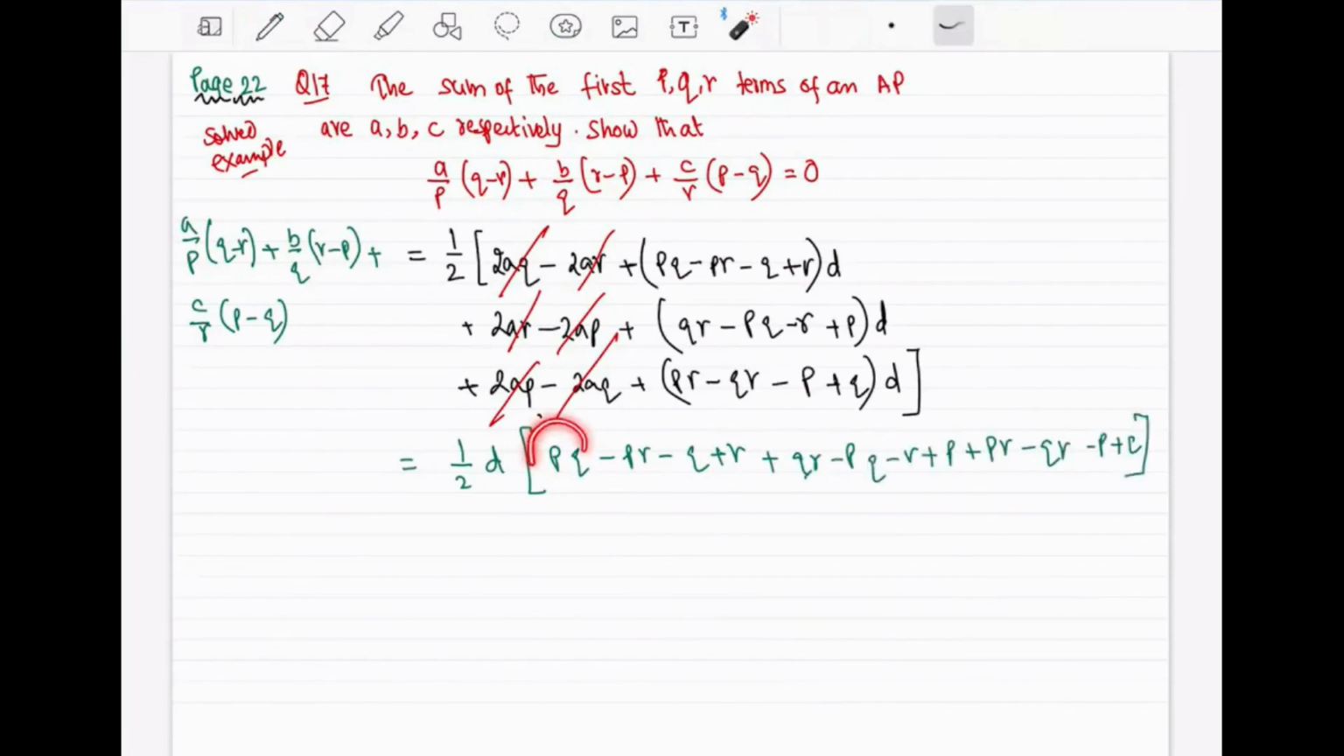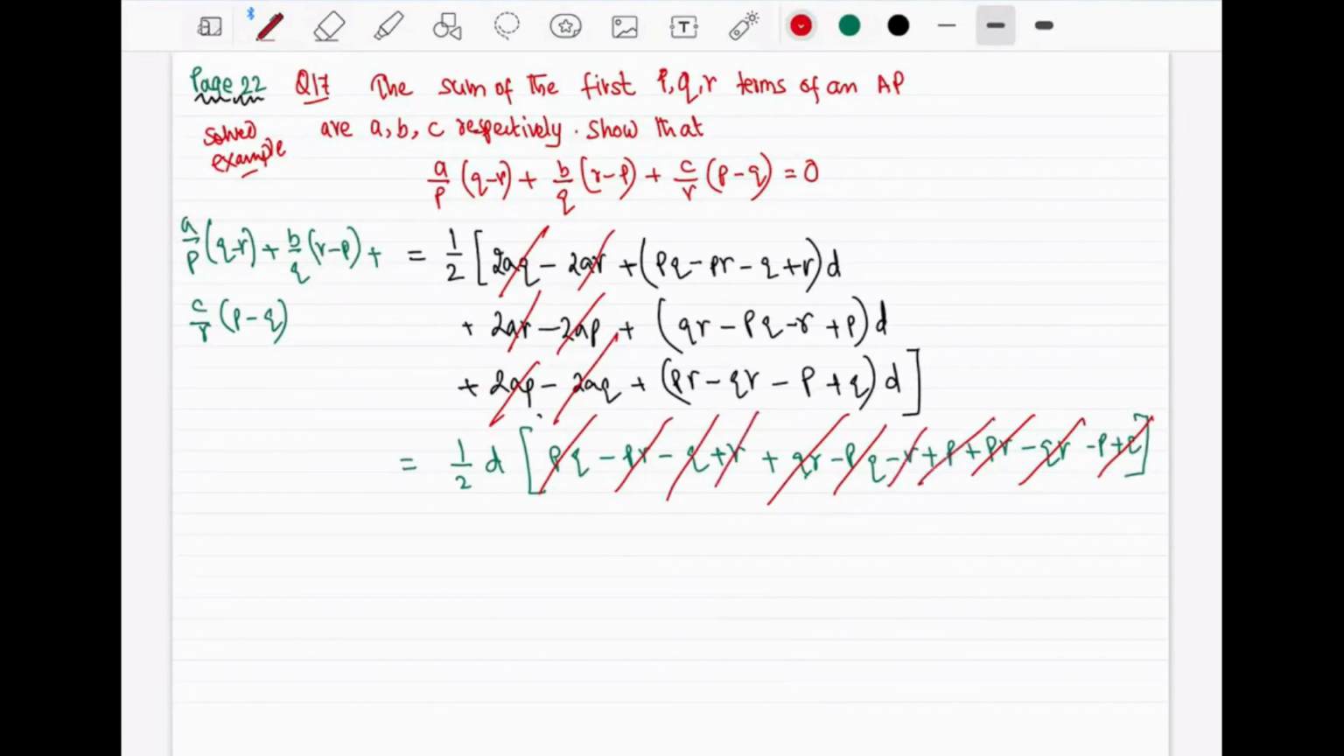Look, pq and pq cancel out, right? PR and PR can be cancelled out. QR and QR can be cancelled out. Minus Q can be cancelled out with plus Q. R can be cancelled out with R. P can be cancelled out with P. No term is left. So this means we are going to have half, and we use green, half D into 0.